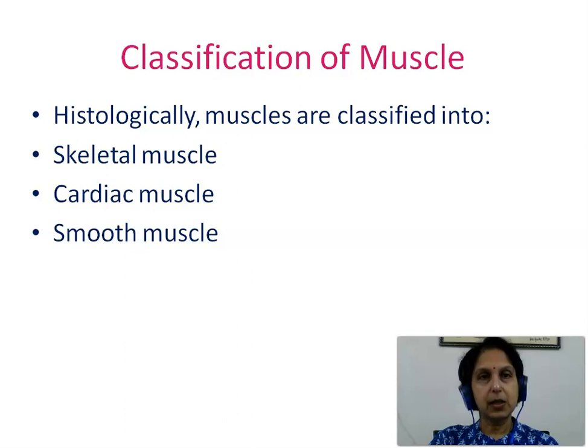Classification of muscle. Histologically, the muscles are classified into skeletal muscle, cardiac muscle, and smooth muscle.